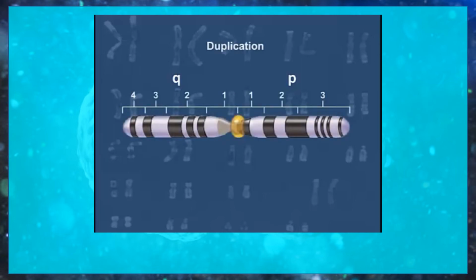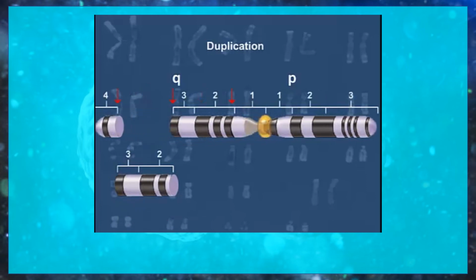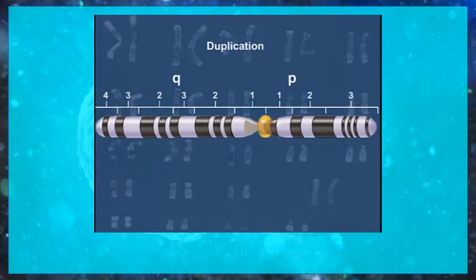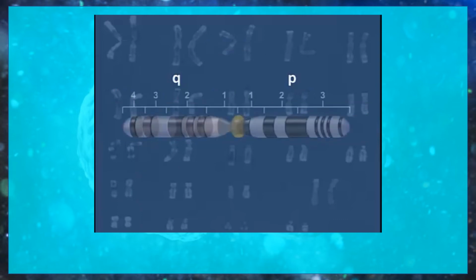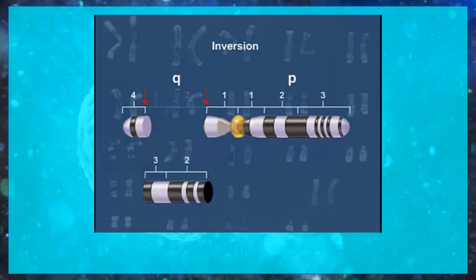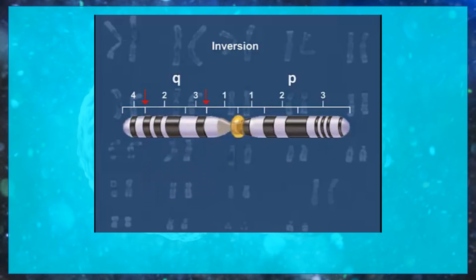A duplication occurs when an extra copy of a chromosomal region exists, such as the extra copy of regions Q2 and Q3 shown here. Both duplications and deletions can be created by abnormal crossing over during meiosis. An inversion occurs when a chromosome is broken in two places and reconnected so that a region is flipped from the normal order, such as the Q2 and Q3 regions shown here. Note that an inversion does not change the total amount of genetic material in the chromosome.